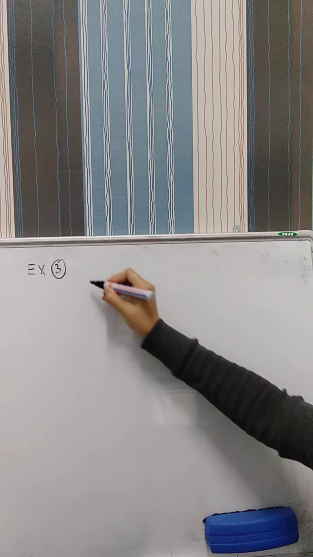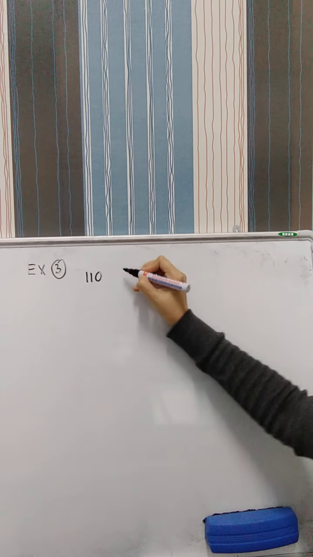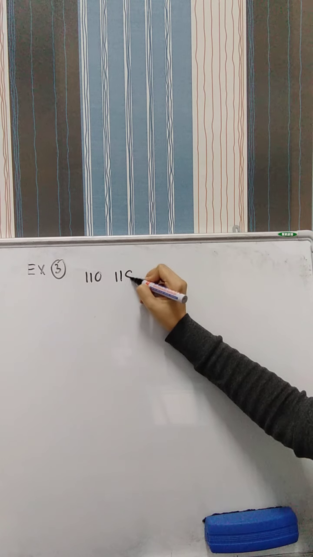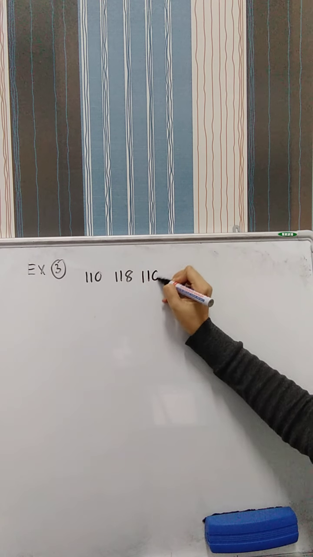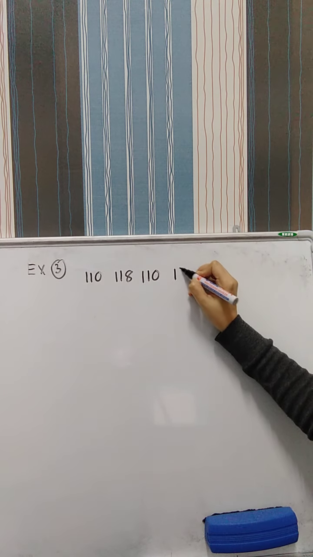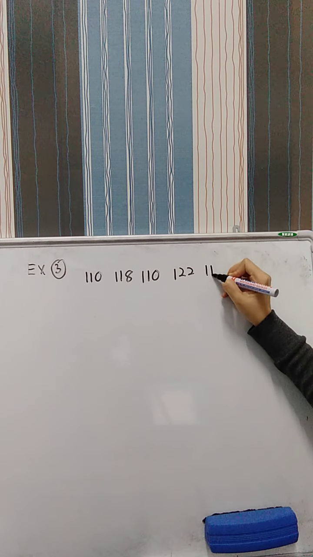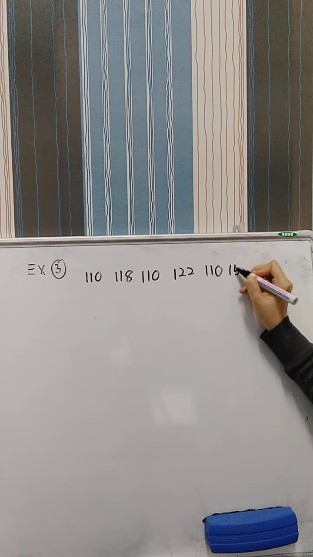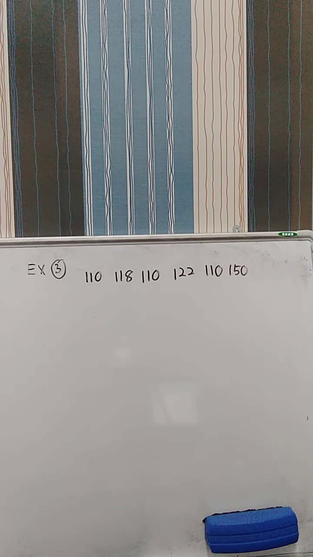The data is 110, 118, 110, 122, 110 and 150. So the question asks you, at one significant level, are the undergraduate students smarter than the population average?